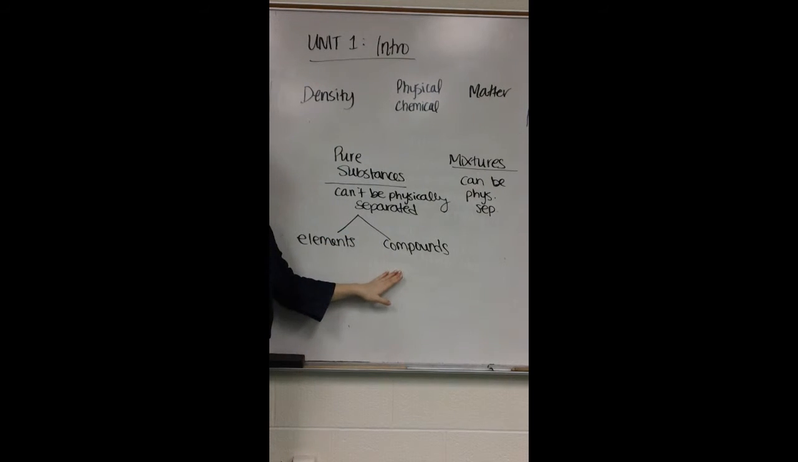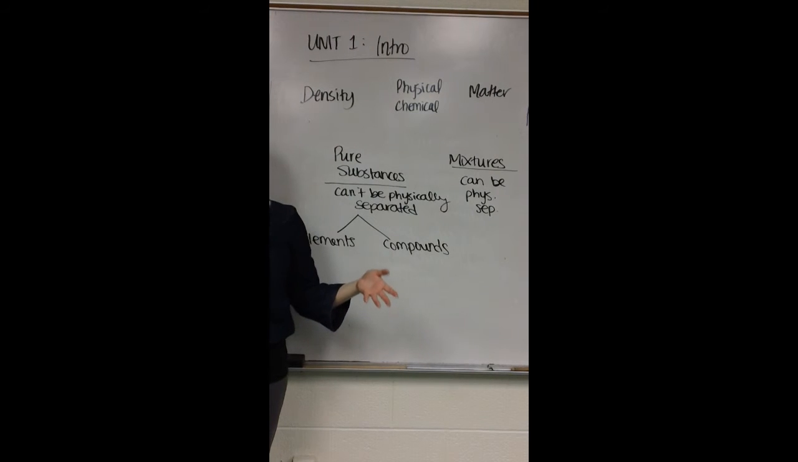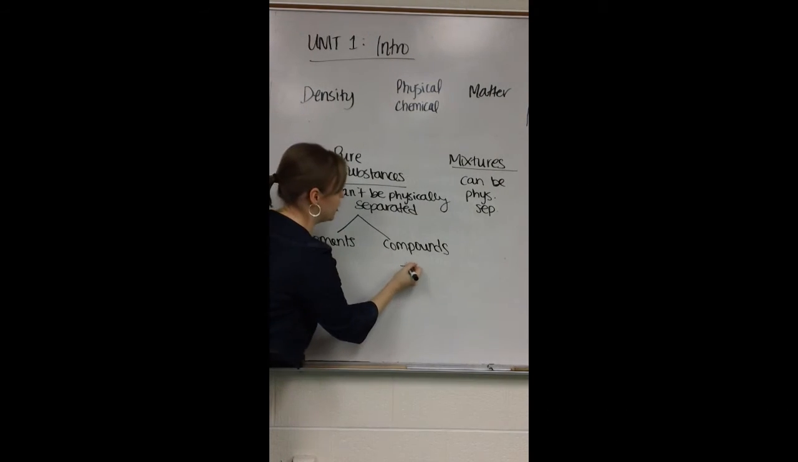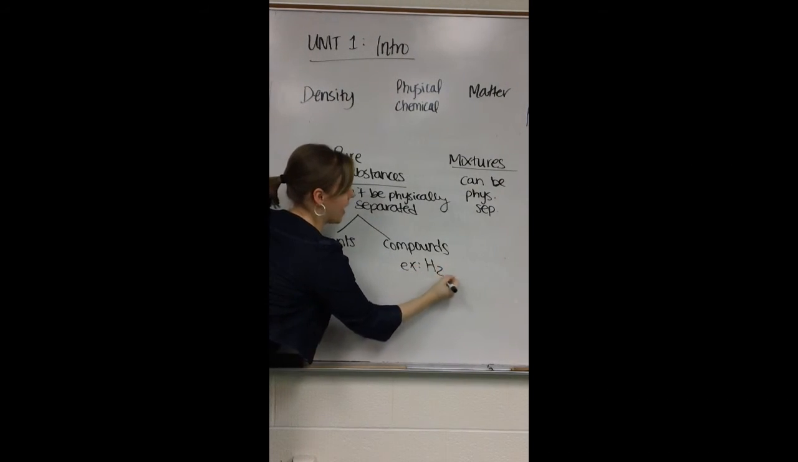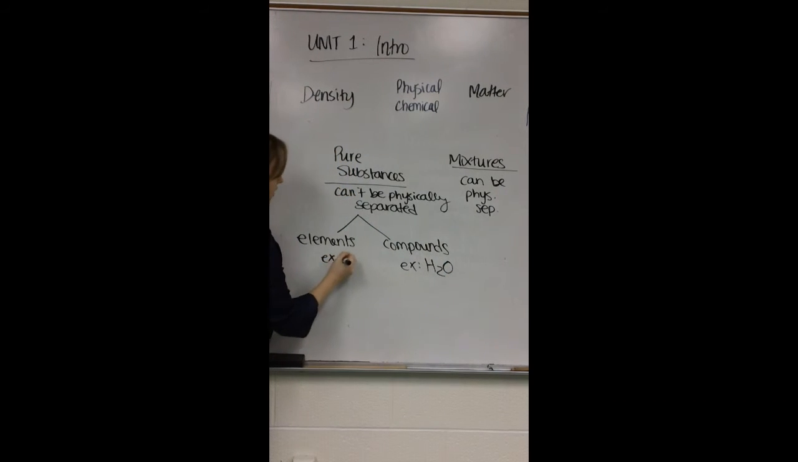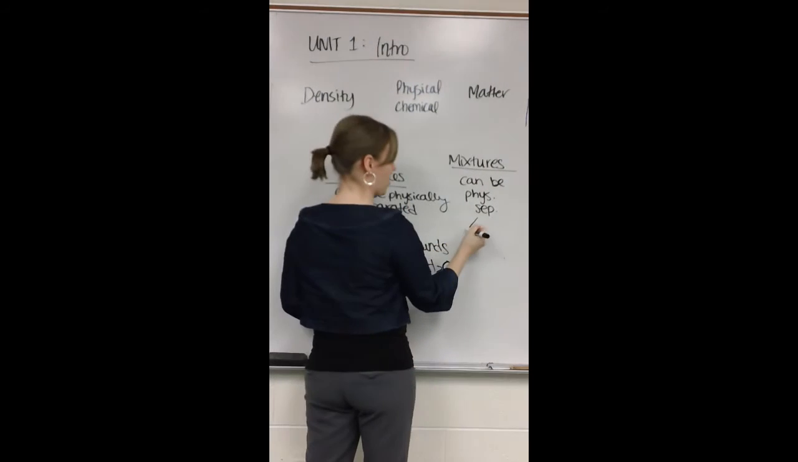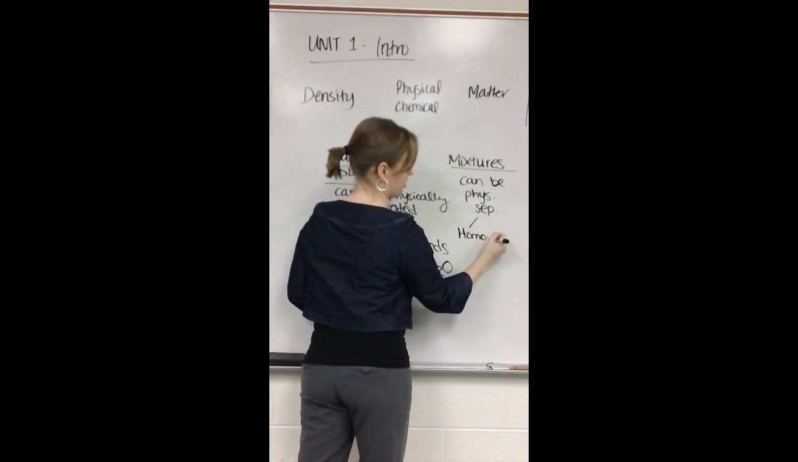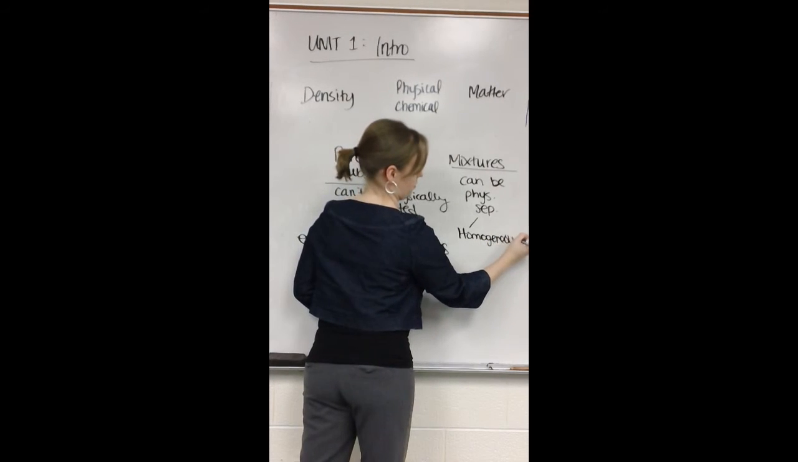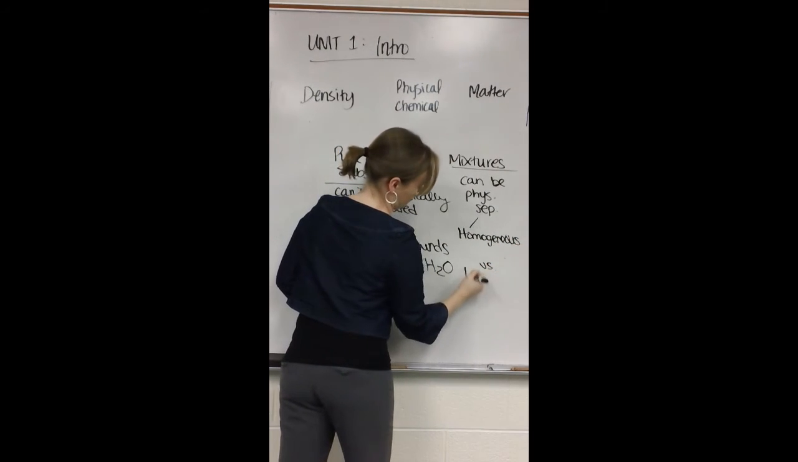Compounds are made up of two or more elements that can be chemically separated. So, for example, if I have water, like H2O, I can chemically separate it into hydrogen and oxygen, but I could never ask you to go physically separate your water. Mixtures are broken down into homogeneous and heterogeneous.